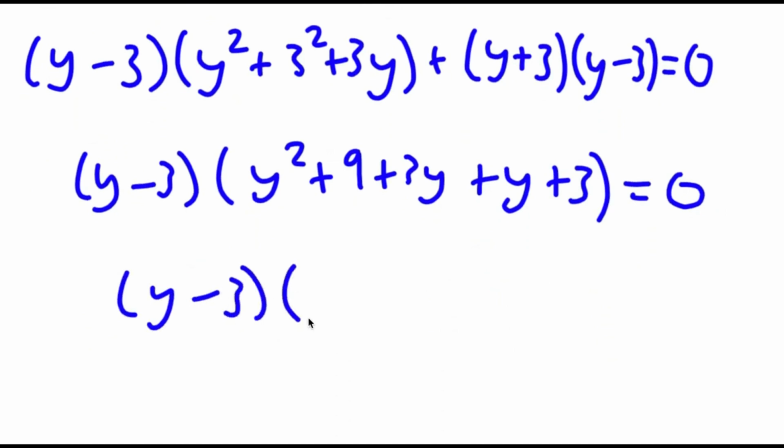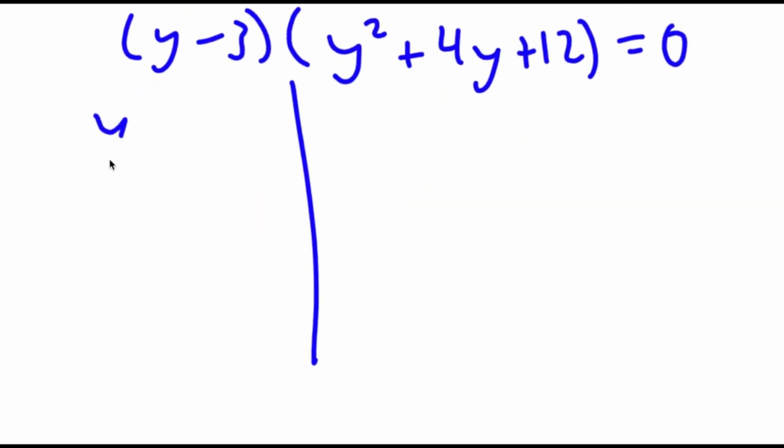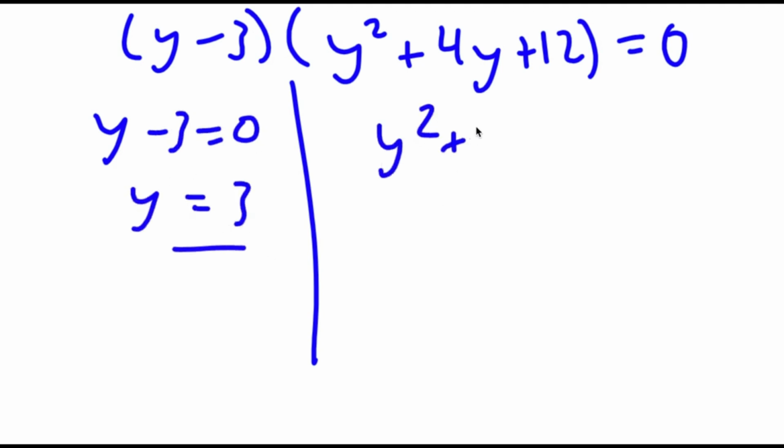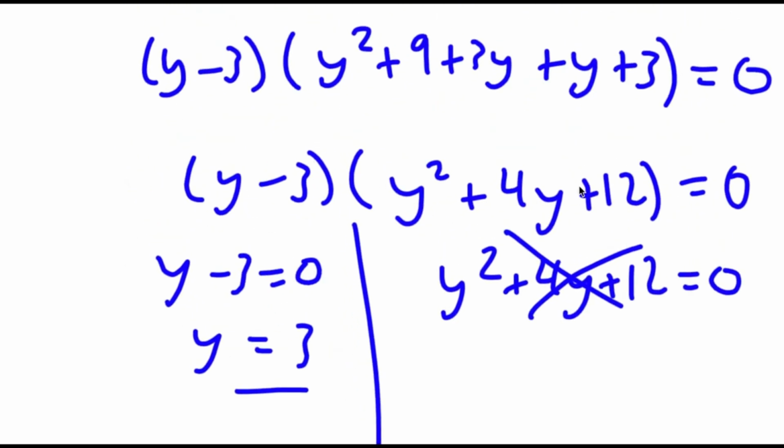And this simplifies into y minus 3 times y squared plus 4y plus 12 is equal to 0. So this gives me two equations. y minus 3 is equal to 0, which means y equals 3. This is one solution. And y squared plus 4y plus 12 is equal to 0. So to solve this, we have to use the quadratic formula, which is negative b plus or minus the square root of b squared minus 4ac over 2a. And I'm not going to waste your time actually plugging them in, but if you do, you end up getting that it's less than 0, so this won't work out. So y equals 3 is my only solution to this equation.